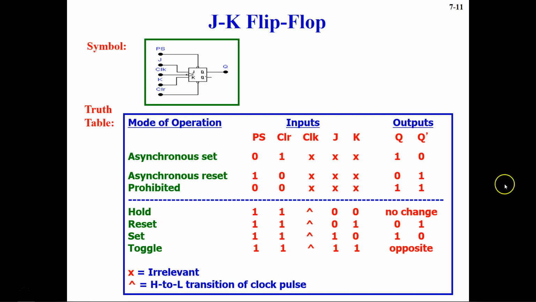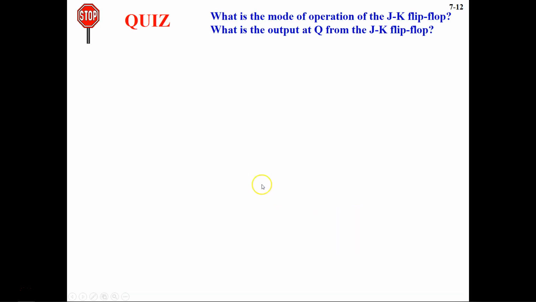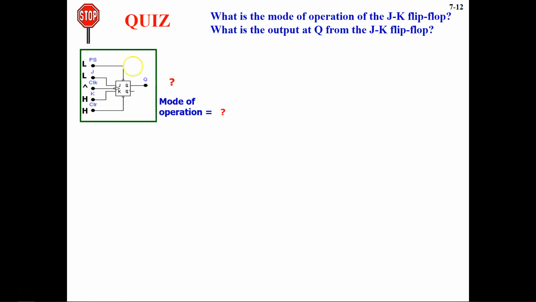Now let's move on to the quiz. What is the mode of operation of the JK flip-flop, and what is the output at Q from the JK flip-flop? So let's see. We have to determine what will be the mode of operation and what will be the output at this particular stage. So when your preset is low and clear is high, you know that this is 1 and you have an active low input going in here.